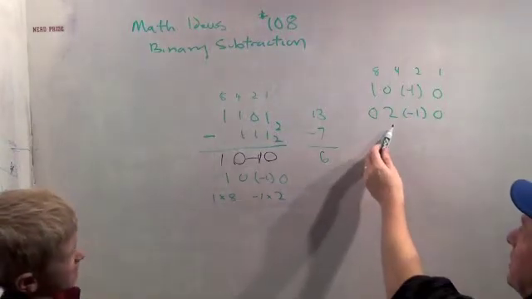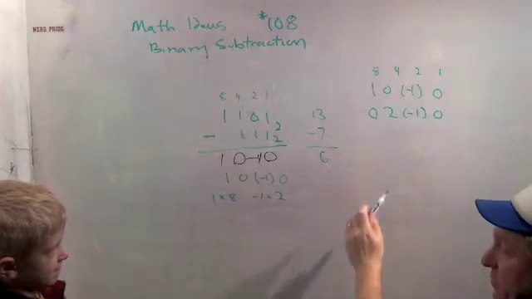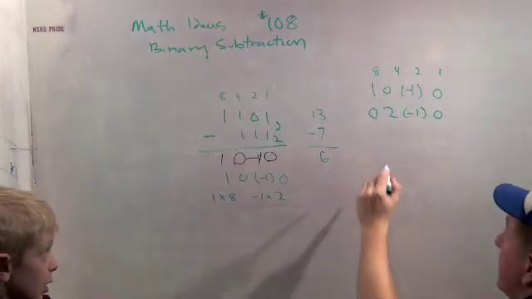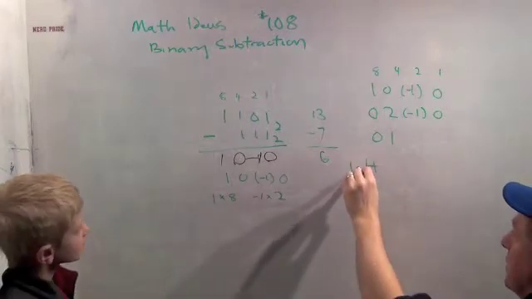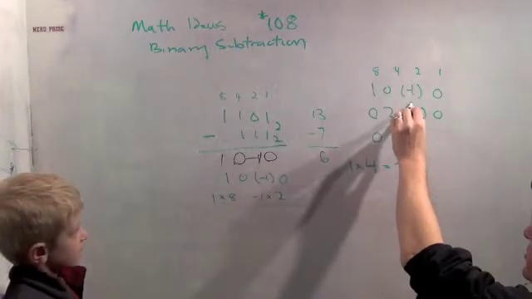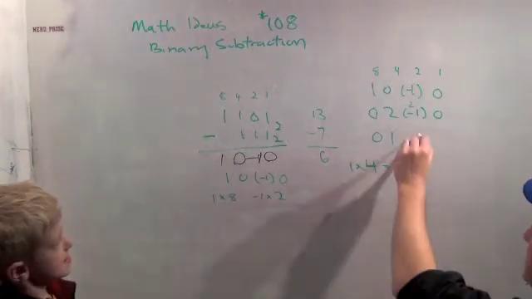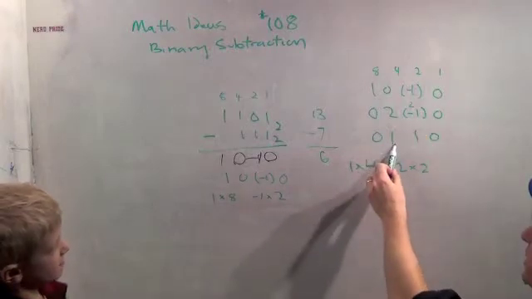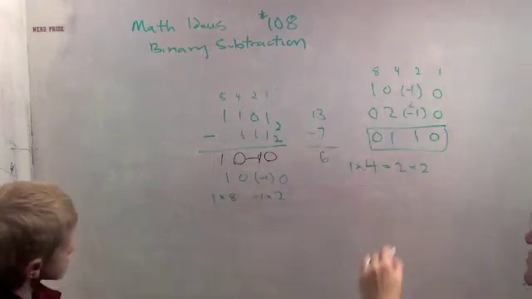I have 2 4s and I take away 1 4, so how many 4s am I left with? You're left with 1 4. Right. And now the 4 that I took away is 2 2s. So I put it up here, and I get a 2 minus 1. 2 minus 1 is 1. So I get 1 times 4 plus 1 times 2, which is?